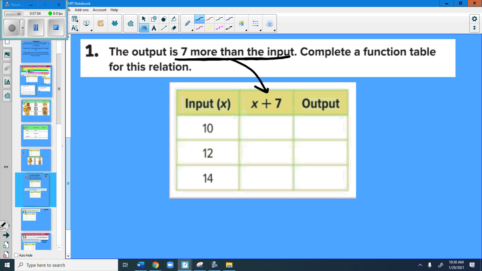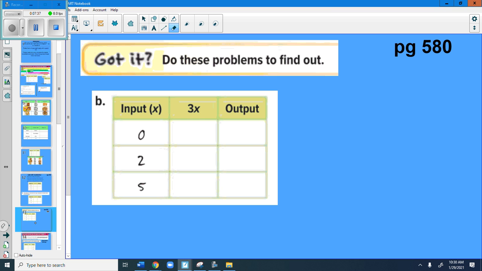So to complete this function table, you simply plug it in, put it through the rule. You need to replace the x with whatever that row's input is. So what is it? 10 plus 7 equals, just like we talked on the other one. When you are filling in, you don't ever leave the x in here. You're plugging it in and solving. So the x in the second row is 12 plus 7 equals 19, and so on. Does that make sense?